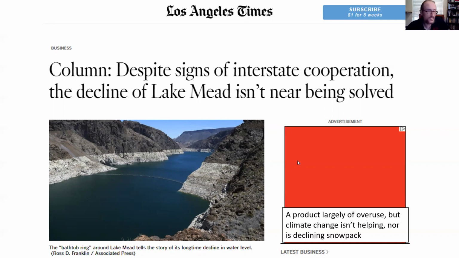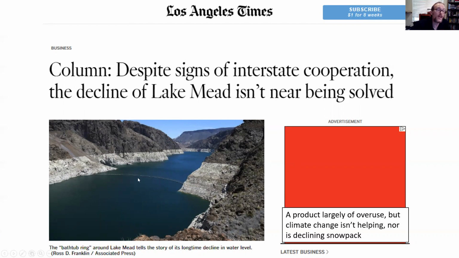If you look at this picture, what we have is a distinct, what we would call a bathtub ring. The water used to be this high. There has been a dropping of water levels. So this used to be buried underwater or submerged underwater, and now it's exposed. So it's a bathtub ring.